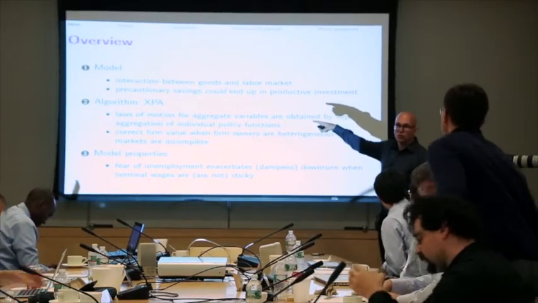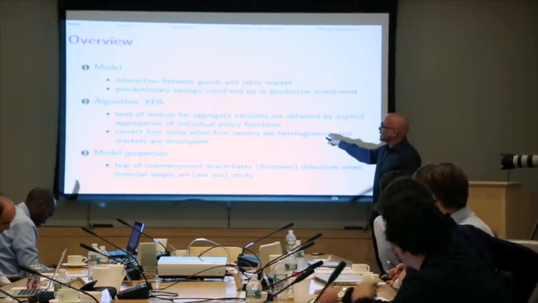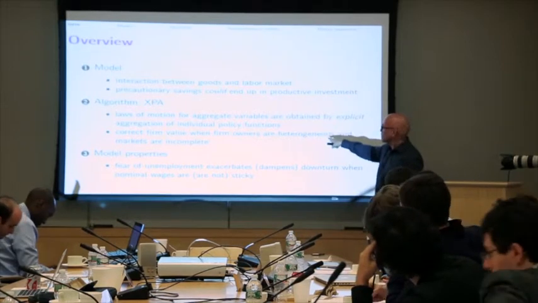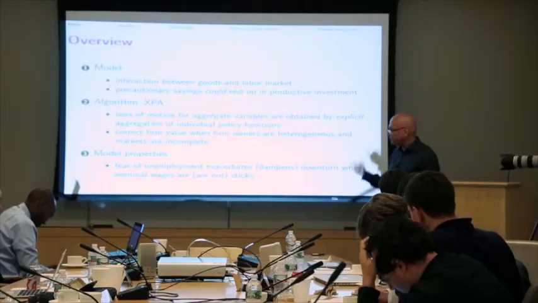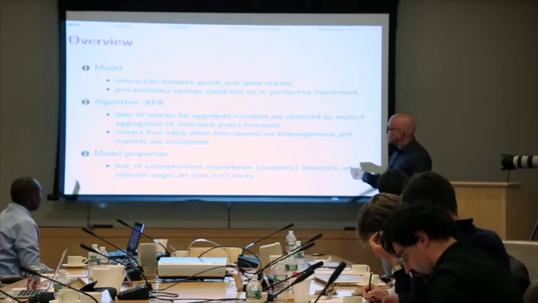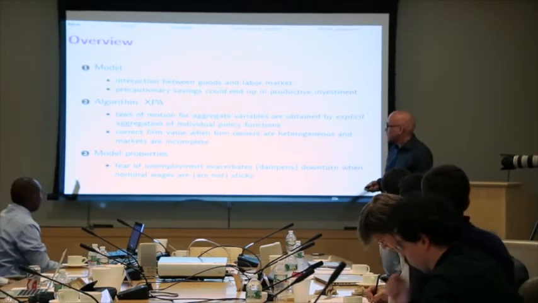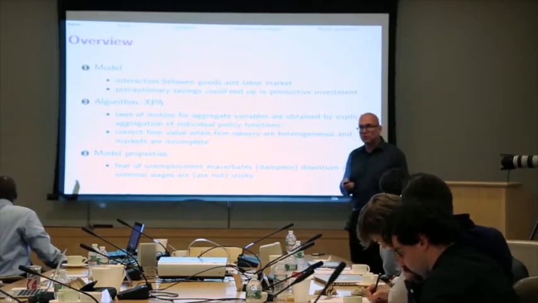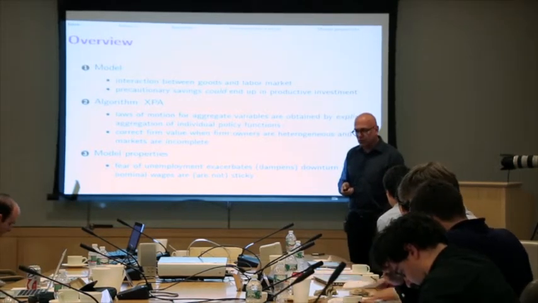Part of that is older work that I've done with Pontus on explicit aggregation. But what at least some people in the literature don't do that carefully, is we're going to carefully deal with the firm value when you have incomplete markets. And then I'll talk a little bit about model properties. So we're going to have precautionary savings and sticky nominal wages. With the sticky nominal wages we get magnification through precautionary savings. But if you don't have sticky nominal wages, then precautionary savings actually dampen the shocks.